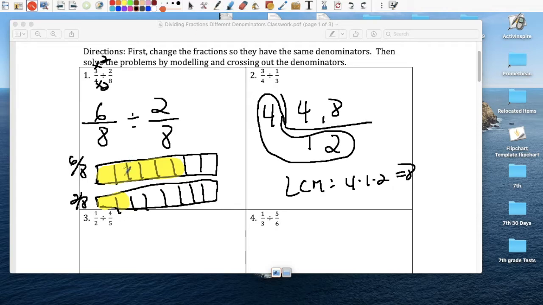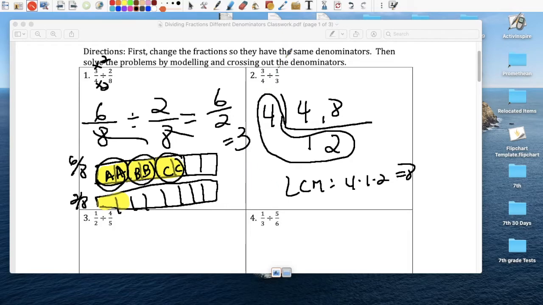So, right, I have 6 over 8. You ask me for 2/8. I can give it to one person, Person A. I can give it to another person, Person B. And I can give it to another person, Person C. So each of those got 2/8. So is there any left over? No. So the answer is 3. And notice that if we cross this out and we write 6 over 2, 6 divided by 2 is 3. That's our answer.